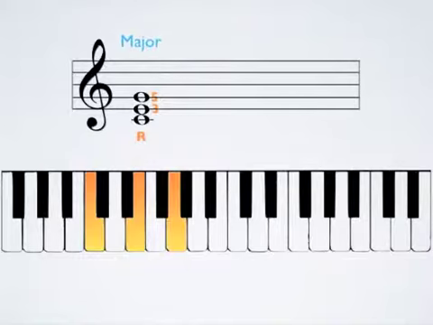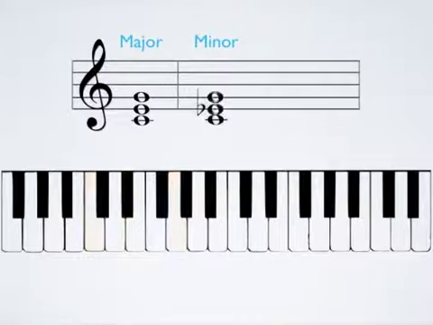From here, if the 3rd is lowered by a half step, we call the chord minor. And if both the 3rd and the 5th are lowered, we call the chord diminished.